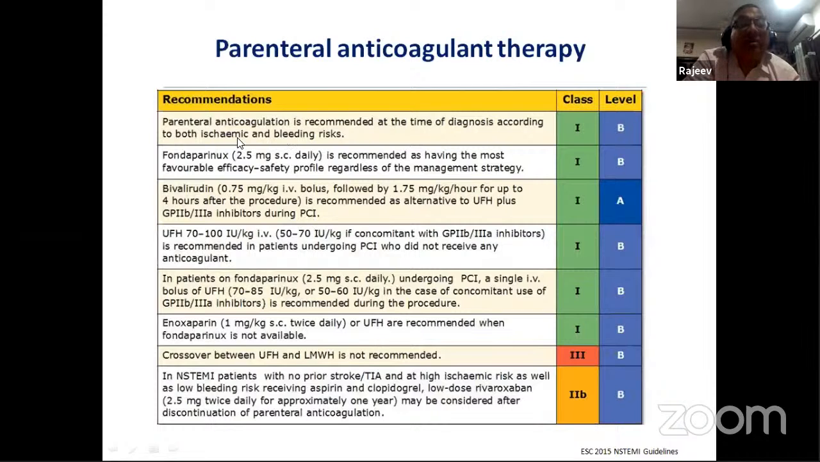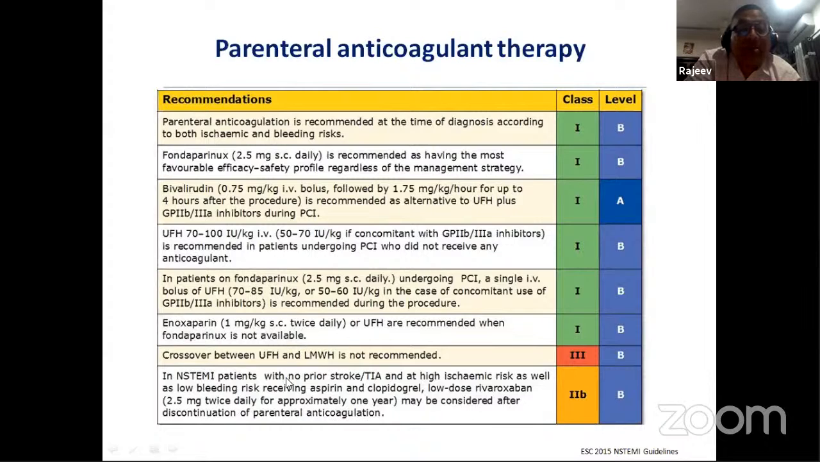Then parenteral anticoagulant therapy, very important. Parenteral anticoagulant is recommended at the time of diagnosis according to both ischemic and bleeding risks, class 1 level of evidence B. Fondaparinux is recommended as having the most favorable efficacy-safety profile for management strategies. Bivalirudin is recommended as an alternative to unfractionated heparin plus GP2b/3a antagonist. Unfractionated heparin 70 to 100 international units per kg is recommended in patients undergoing PCI who did not receive any anticoagulants. Crossover between unfractionated and low molecular weight heparin should not be done.